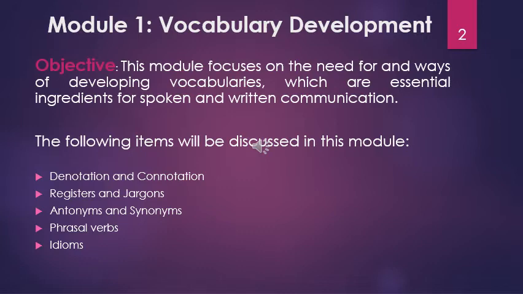Our topic of today is vocabulary development, and the objective of the course is on the need for and the ways of developing vocabularies. As we all know, vocabularies are essential ingredients for spoken and written communication. Items to be discussed in this module consist of: 1. Denotation and connotation, 2. Register and jargons, 3. Antonyms and synonyms, 4. Phrasal verbs, 5. Idioms and or idiomatic expressions.